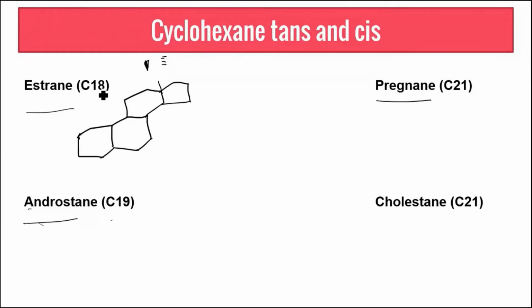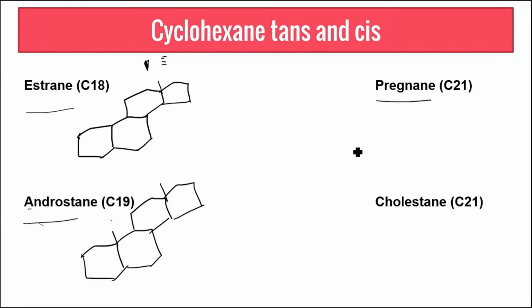Now, since estrane is C18, androstane is something which I have discussed in the earlier lectures. So androstane would be when I have a C19 nucleus, sorry, that is my bad. The C19 nucleus would be when you have one methyl here and the next methyl here. That is your androstane. Now pregnane, can somebody think what would be the nucleus for pregnane?